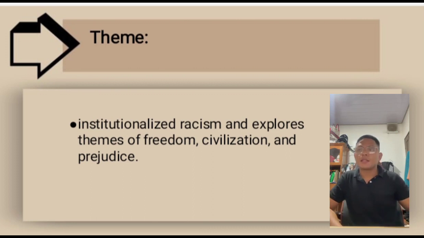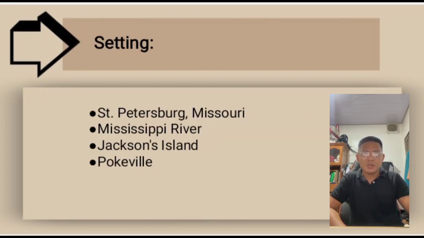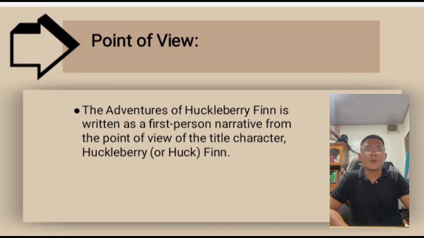Let's proceed to the theme of the story. The theme of the story is institutionalized racism, and it explores themes of freedom, civilization, and prejudice. The settings of the story are St. Petersburg, Missouri, the Mississippi River, Jackson Island, and Pokeville. The point of view of the story is a first-person narrative from the point of view of the title character, Huckleberry, or Huck Finn.